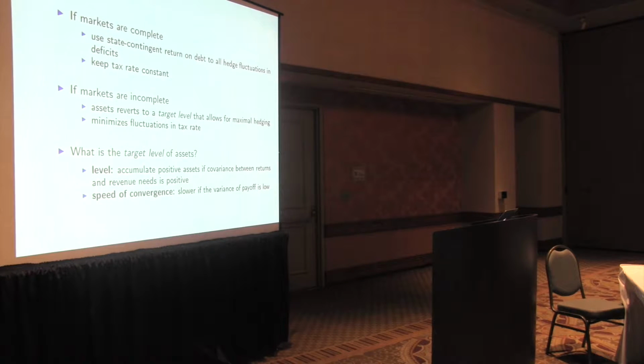On the other hand, if returns are negatively correlated with needs for revenue, you may want to accumulate debt. And so what determines whether returns are positively or negatively correlated with needs for revenues? We could think of various stories. A typical business cycle risk: interest rates would be countercyclical. So in recessions, interest rates would be higher. That would push me towards positive assets.